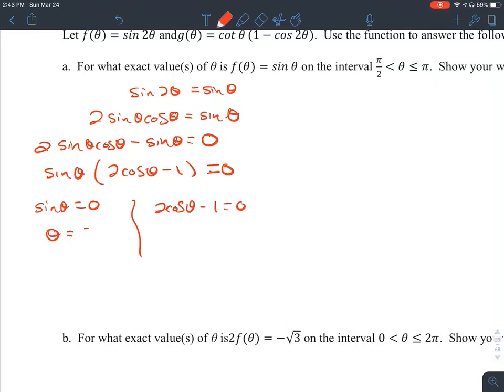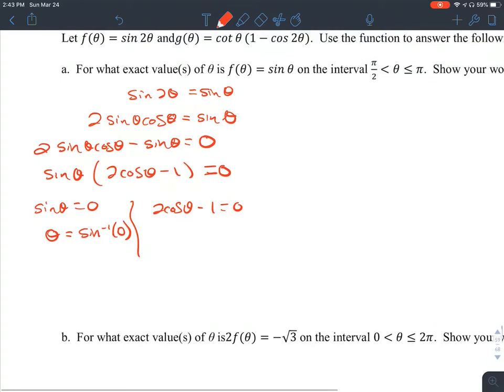Solving this first equation, I get theta is sine inverse of 0. When is sine equivalent to 0? That's on the positive and negative x-axis. The positive x-axis is not in the domain. The domain is from pi over 2 to pi. So theta only equals pi in this case.